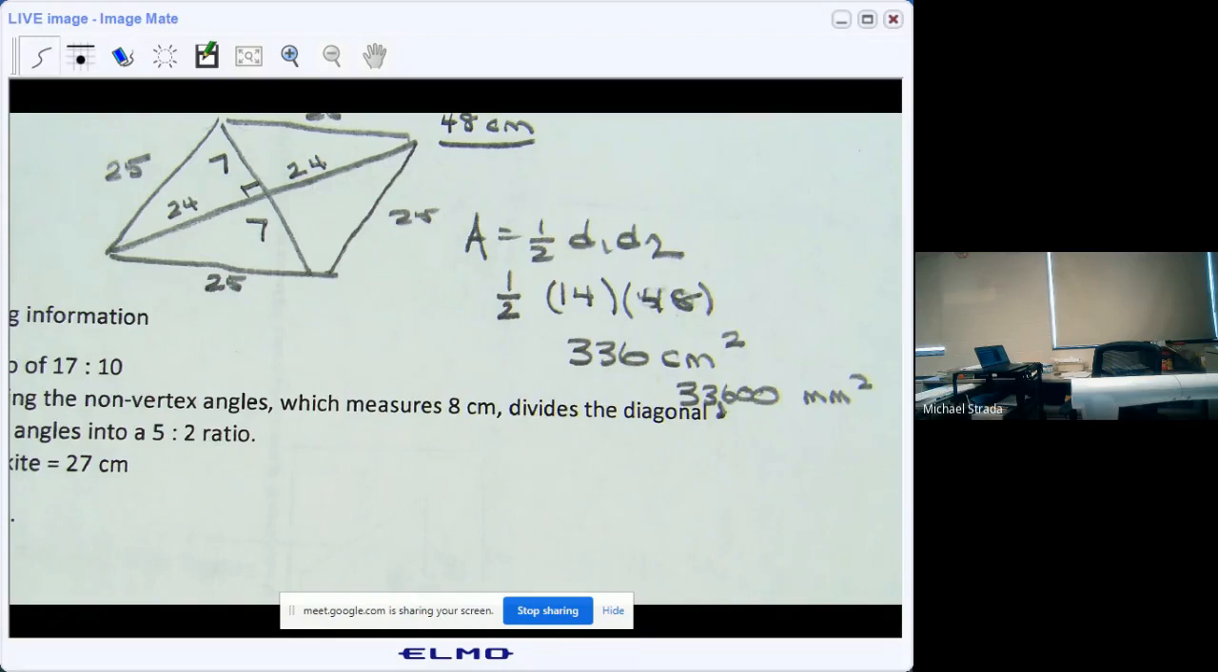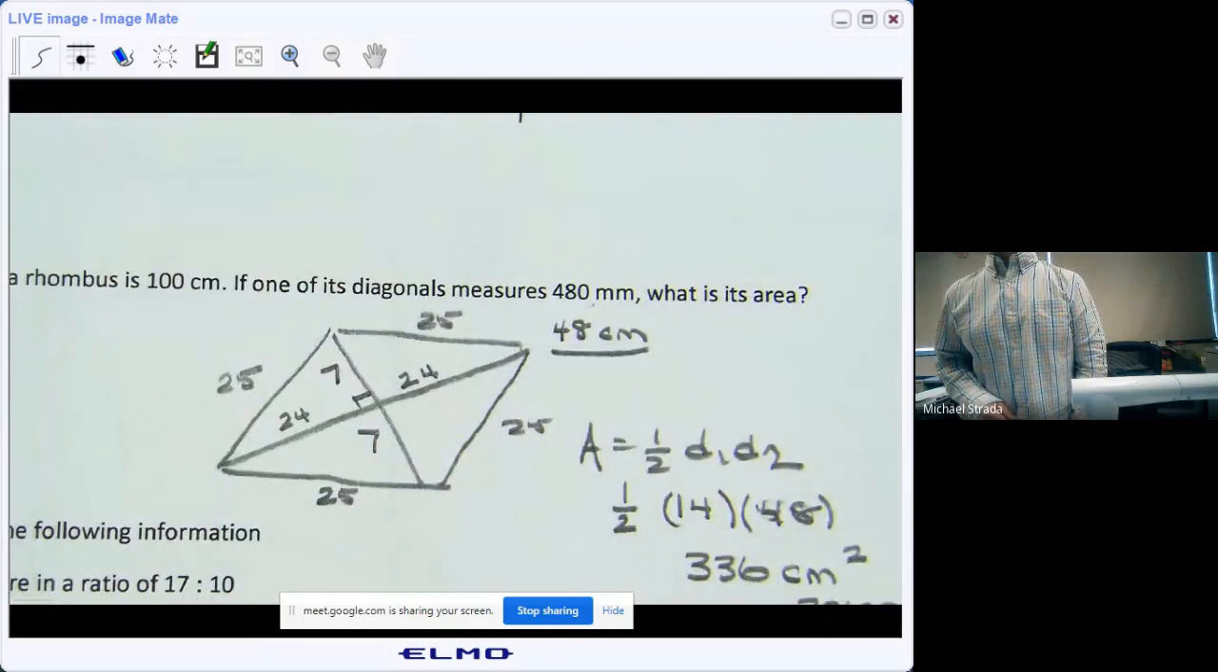Or if you want to do mental math, what's half of 24? 12. 7 times 12 would be 84. Half of that would be 42. Boom, boom, boom. Nothing's going wrong. Okay, 84. And then 84 times 4 would be 336. All right. Good? Yes, ma'am.